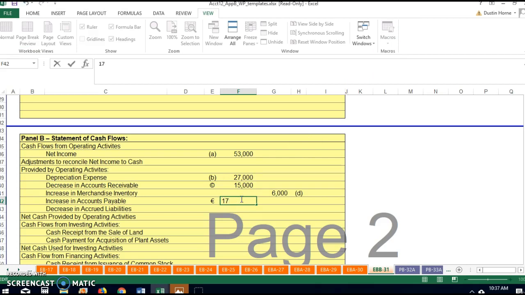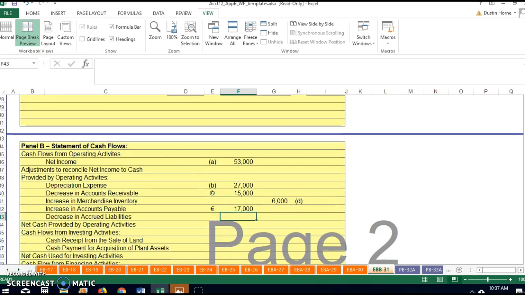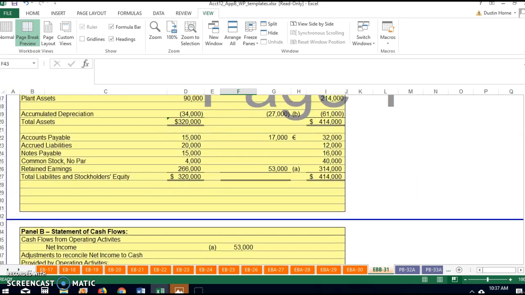17,000 goes here. Okay. Remember, increase in a current liability. What does that mean? On the cash flow statement, it increases cash. Increase, increase. Now, we see I've already put decrease in accrued liabilities because I looked at the balance sheet and noticed that accrued liabilities, the balance has decreased.